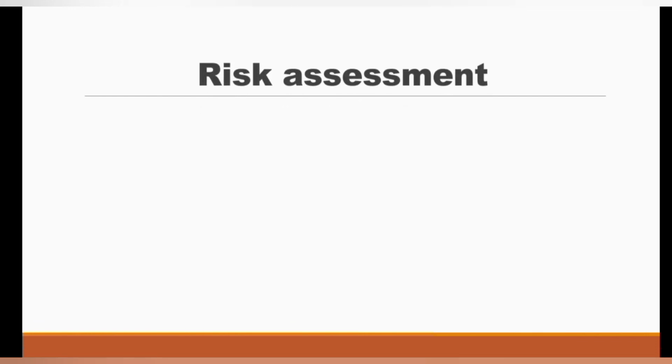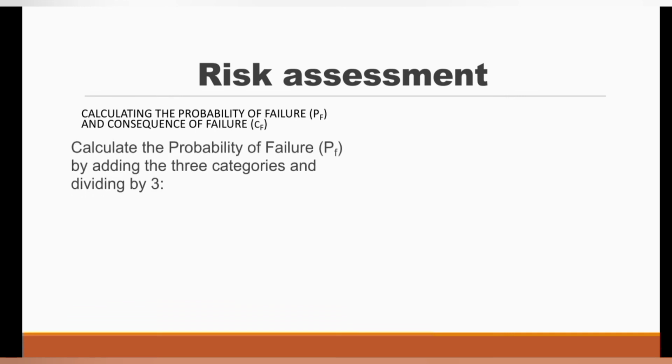So by way of calculating the project risk factor, there is the need to calculate the probability of failure and then the consequence of failure. So we find the average of the contributing factors. So first of all, you calculate the probability of failure, that is PF, by adding the three categories or the three contributing factors, and then you divide it by 3. So if it is 3 contributing factors, you divide it by 3. If the project team identifies 4 contributing factors, you divide it by 4. If it is 5 contributing factors, you divide it by 5 to find the average.